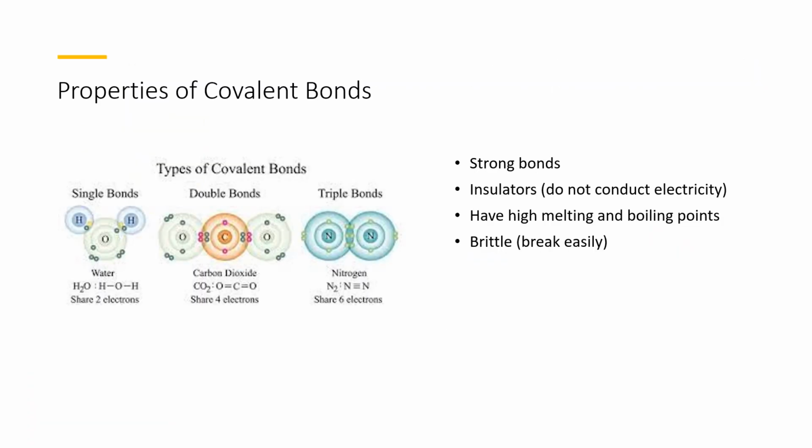Now let's see what are the properties of covalent bonds. Covalent bonds are strong bonds. They are insulators, meaning they don't conduct electricity. They have high melting and boiling points. They are also brittle, meaning they break easily.